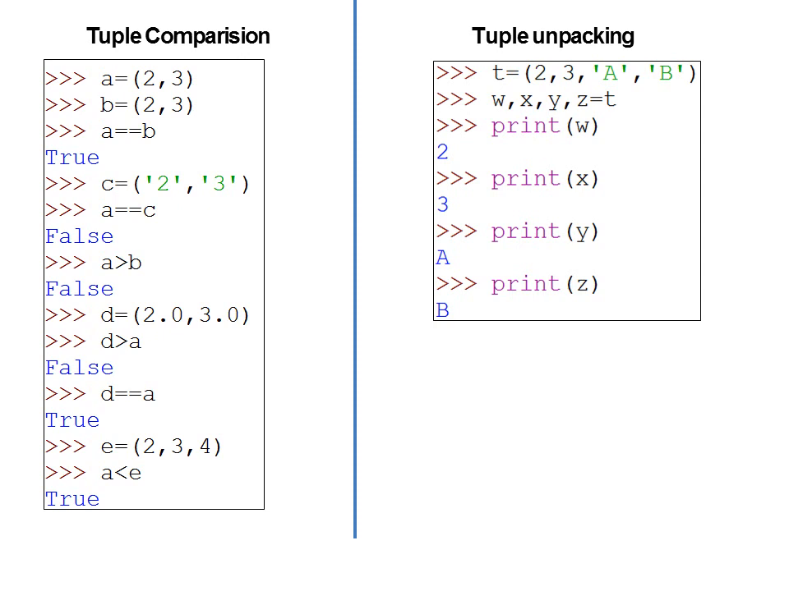Next, if I say a is greater than b, no, a is not greater than b. Why? Because both of them are same. Then I say d is equal to 2.0 and 3.0, and is d greater than a? No, d is also not greater than a, so both of them are equal.